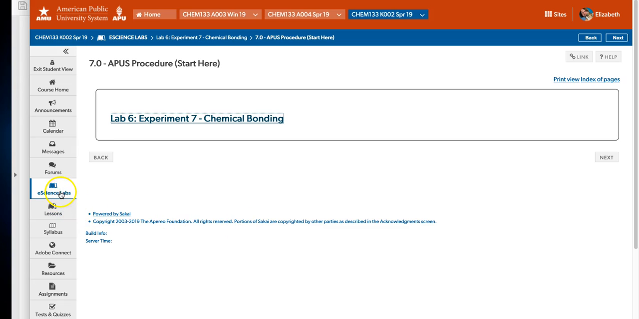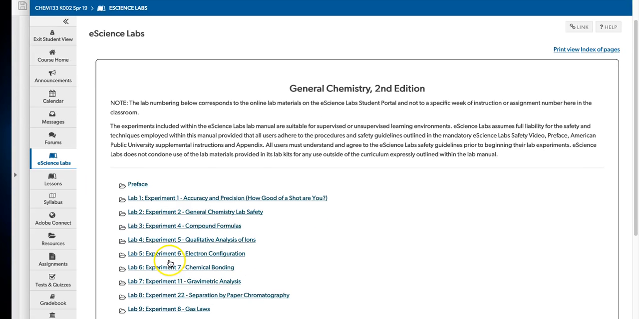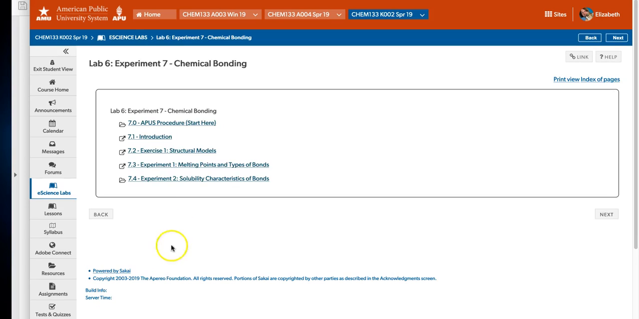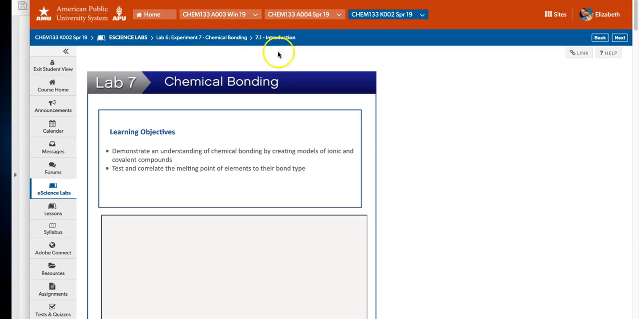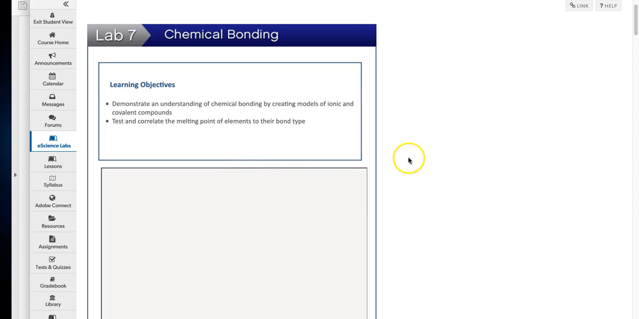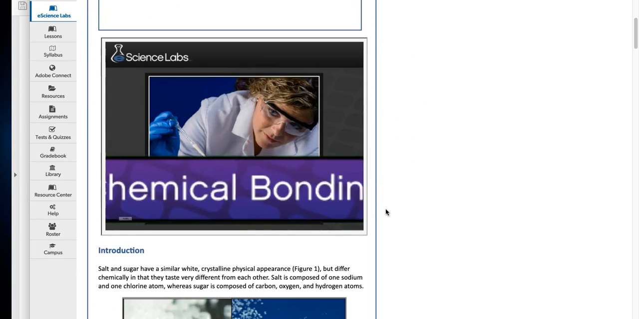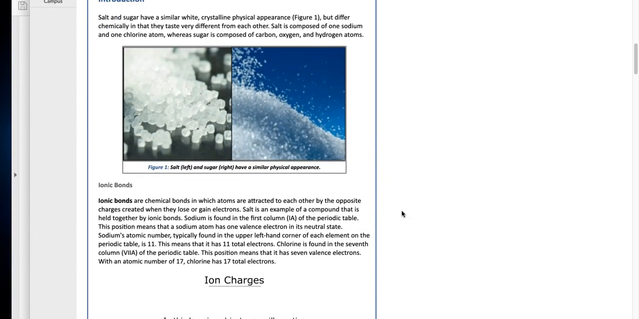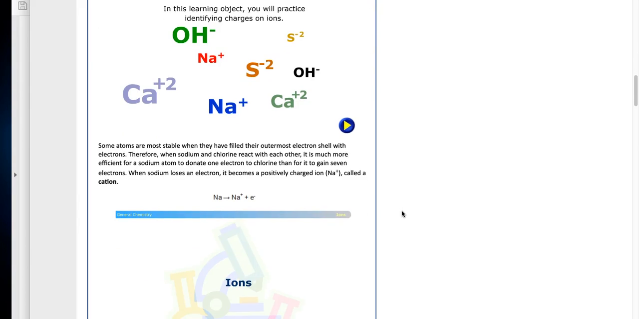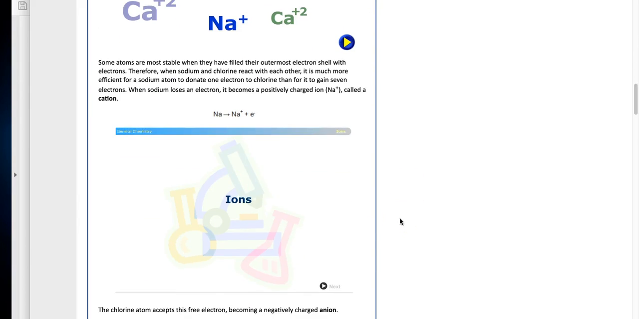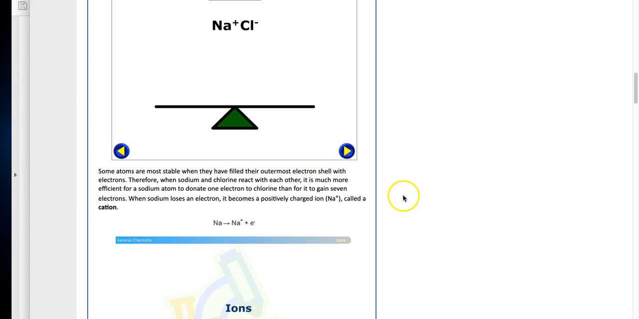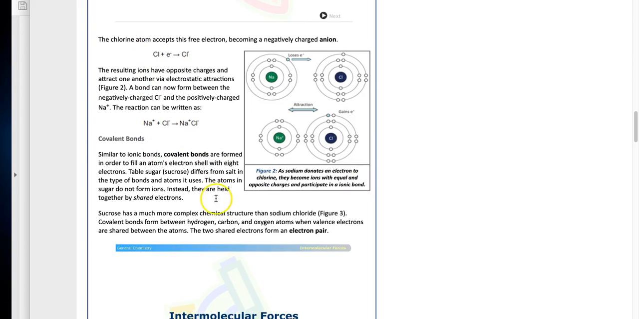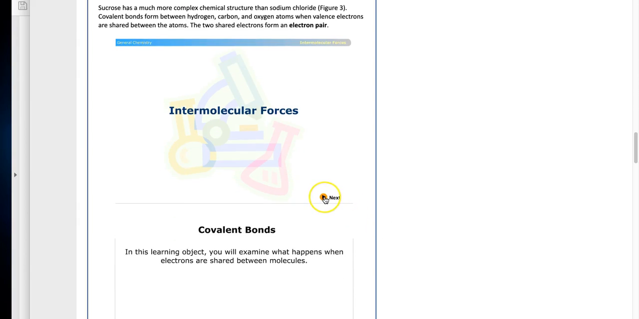So when we come back here, the first thing was to go back to section 7.1, which is the introduction, and read and view anything in there. So this is a summary of chemical bonding: ionic, electrons being transferred; covalent, electrons being shared. And I'm not going to read it all, you can read through all this. You need to read through all this. Click play, watch all the videos, do everything that's here. This is your responsibility to go through all this. Hopefully this is a review for you.